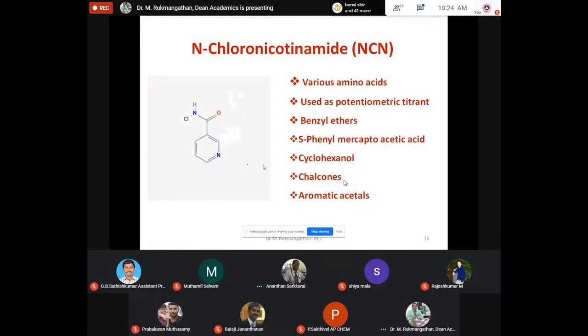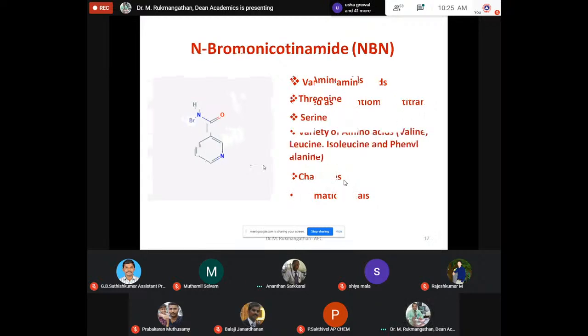N-chloronicotinamide. N-chloronicotinamide has been widely used for studying various amino acids. It has been used as a potentiometric titrant for a large number of common reductants, then ether compounds, benzyl ethers, S-phenyl mercaptoacetic acid, cyclohexanol, chalcones, and aromatic acetals have been studied by making use of this N-chloronicotinamide.